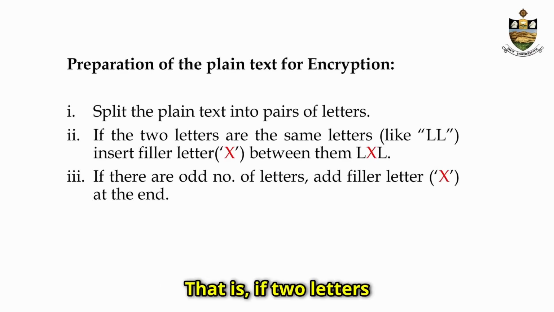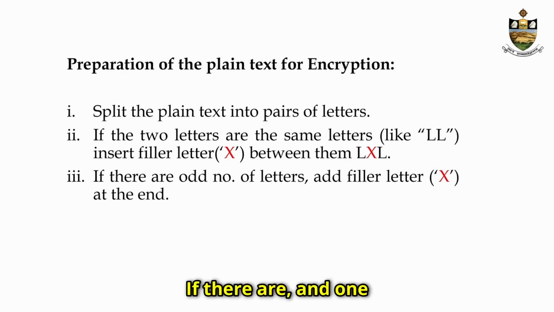That is, if two letters are the same, like LL, and they fall into the same digraph, it is not possible to encrypt. So here a filler letter, generally X, is kept between both the letters L and L. So now the encryption is done for LX, and for the other L it will be matched with the other letters in the plain text.